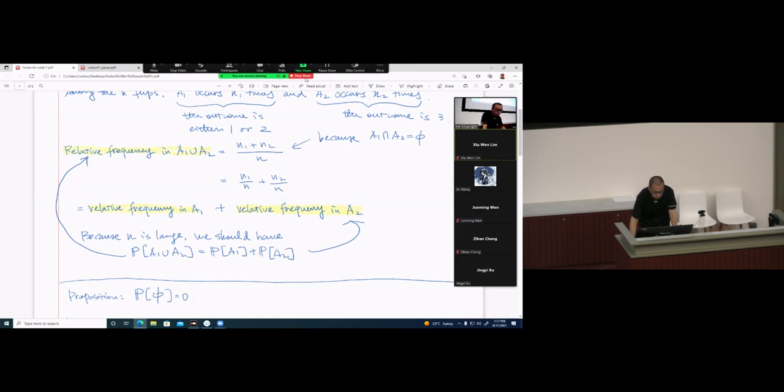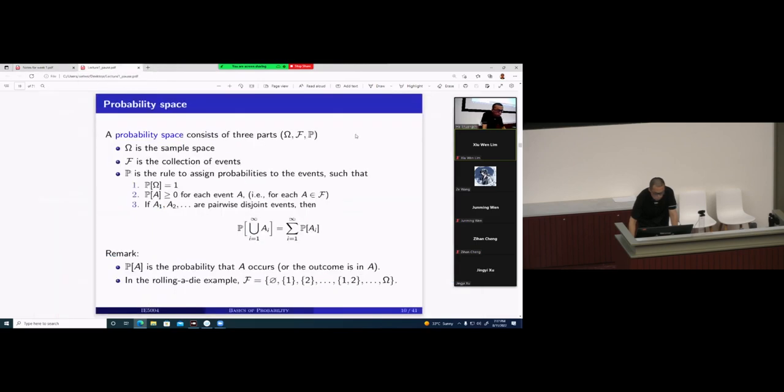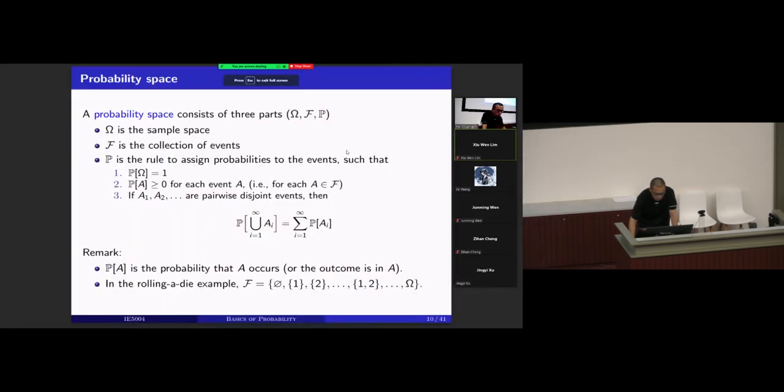So this is an explanation. So let's come back to the third condition. The third condition actually says something really similar to this, and the idea would be the same, but now we consider infinitely many pairwise disjoint events. Because those are disjoint, similar to what we just discussed, the probability of the union of them should be equal to the sum of their respective probabilities.